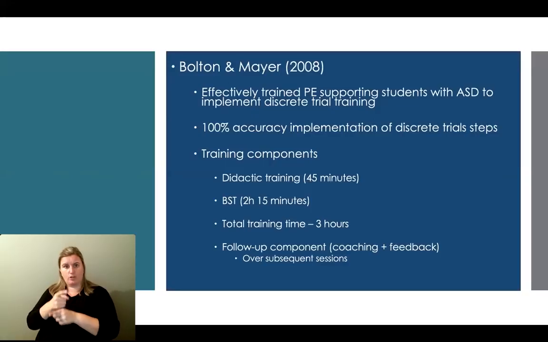What were some of the training components? Didactic training, which lasted about 45 minutes. Behavioral skills training, which lasted about 2 hours and 15 minutes, with a total training time of 3 hours within a training day. Of course, there was subsequent training once discrete trial steps were mastered in order to maintain the skill. Coaching and feedback occurred over subsequent sessions.